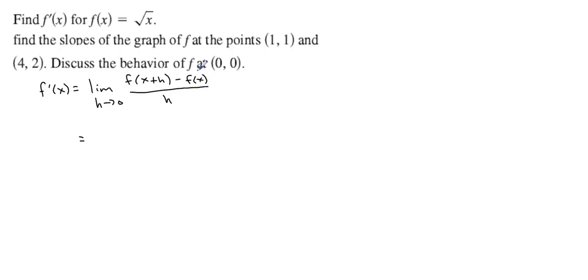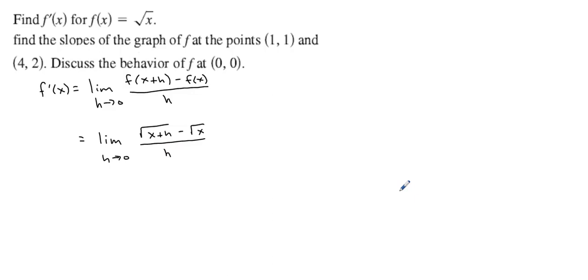Do you have to write this out every time? Not necessarily, but it's really good practice right now, so you remember it, okay? Evaluate the function at x plus h. So we have the limit as h goes to 0. That'd be square root of x plus h minus square root of x, all over h.